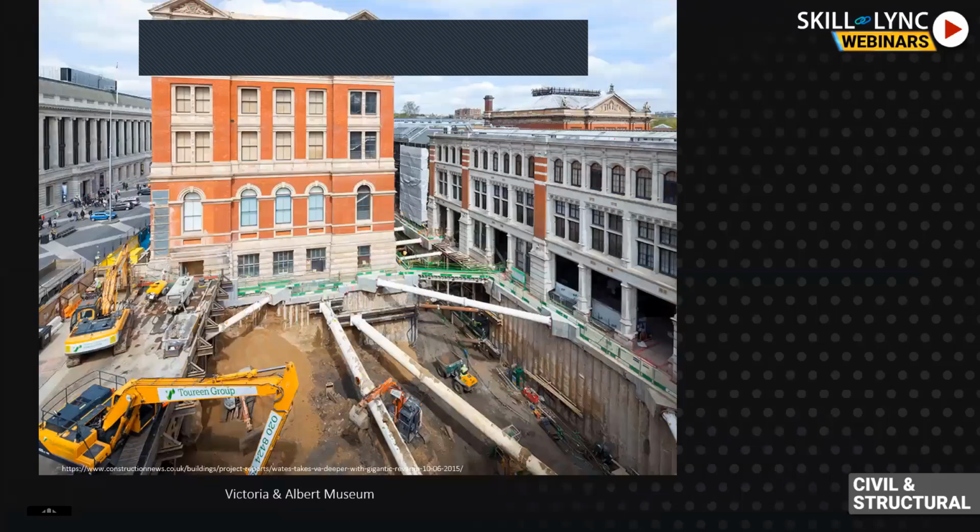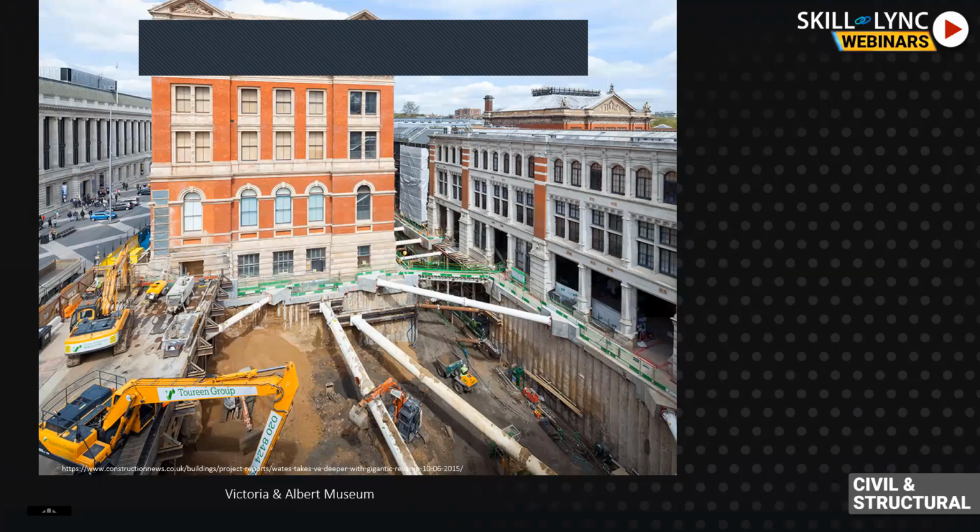This is the Victoria and Albert Museum. This is again from London, and this is a very famous historical building. There is a museum also. Skeletons of dinosaurs have been kept here. Struts are used to restrict the ground movement and support the structure. Very beautiful photographs. You can see excavators working. They are still working, and they have almost reached the final excavation level.